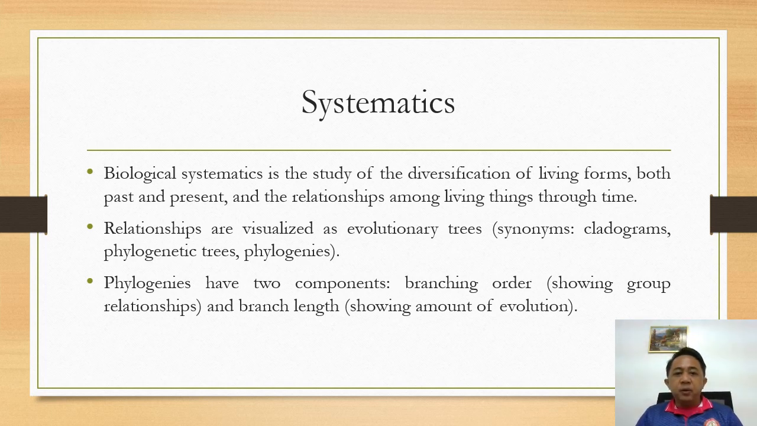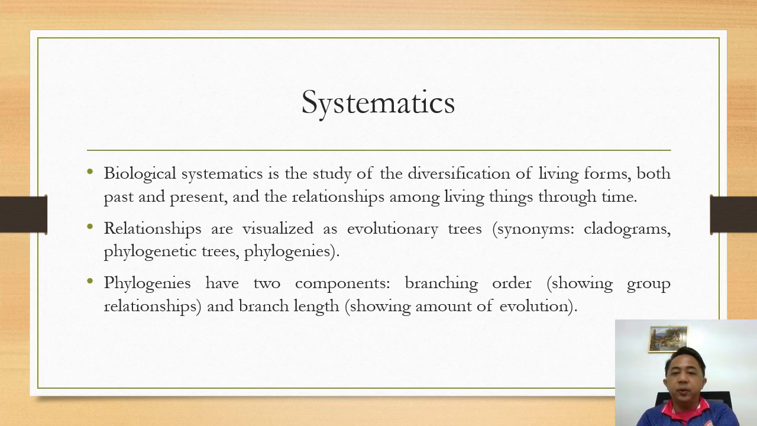Okay, so under your systematics, we are going to go back to how microorganisms diversified. How did they evolve? Are they similar with regards to their ancestry? And if they are similar with regards to ancestry, how close are they to one another? Okay? So this is where systematics will come in.